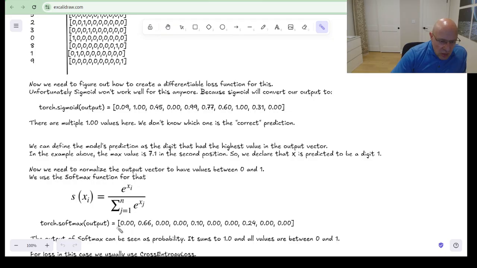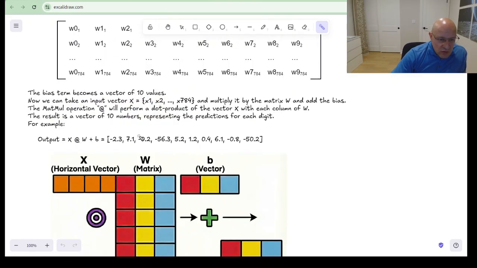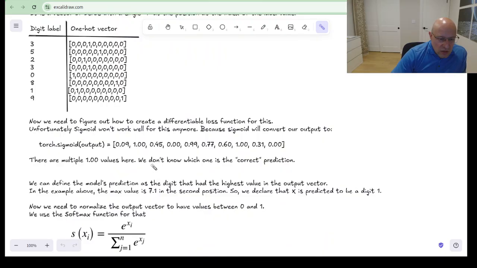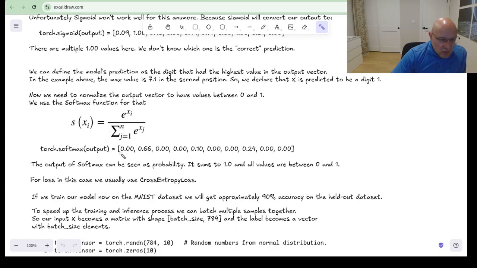After I did this, my vector will turn into something like this. It says there is a 66% chance that it's digit 1, 24% chance that it is digit 7, 10% chance that it is digit 3, and pretty much 0 chance that it's any other digit, because those other numbers were very small, like negative numbers. So this is very good, because I really want numbers between 0 and 1, and I want them to look like probability. So this is what the softmax function does, and it's very commonly used in machine learning.